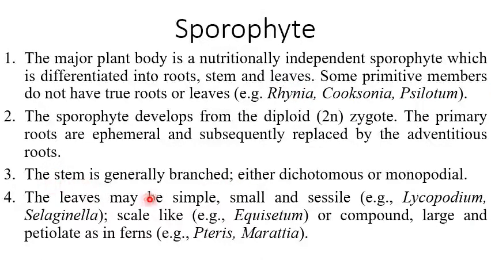The stem is generally branched, either dichotomously branched or monopodial. So two different kinds of branches are there. When we study this chapter in detail, at that time you will know what dichotomous branching is and what monopodial branching is.